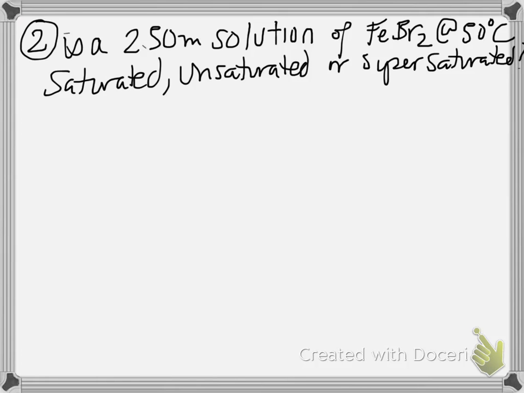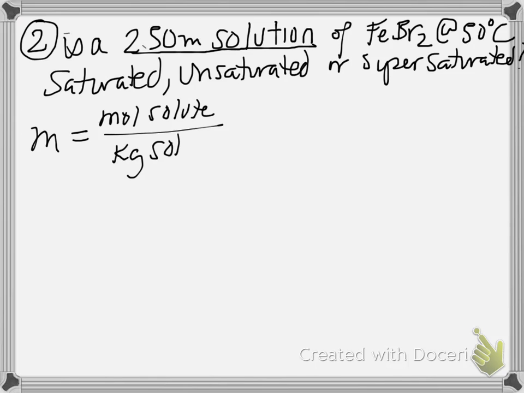What's the first thing we have to do here? Well, we need to figure out how many grams of iron(II) bromide are in this 2.5 molal solution per 1 kilogram. So we have molality equal to moles of solute divided by kilograms of solvent, and we know this, and we can figure this out. We're going to assume that is 1. It's easy to do. So if we're assuming that this is 1 kilogram, how many moles is that?